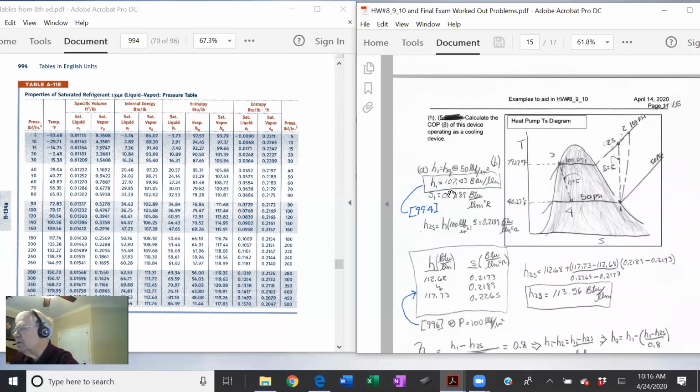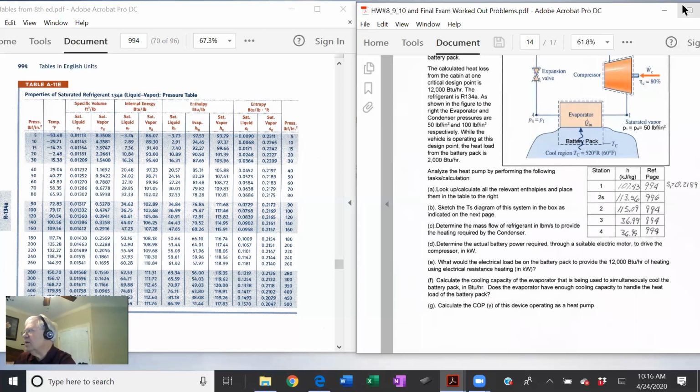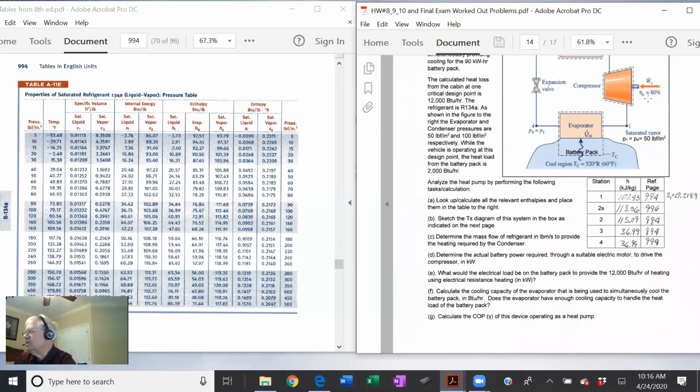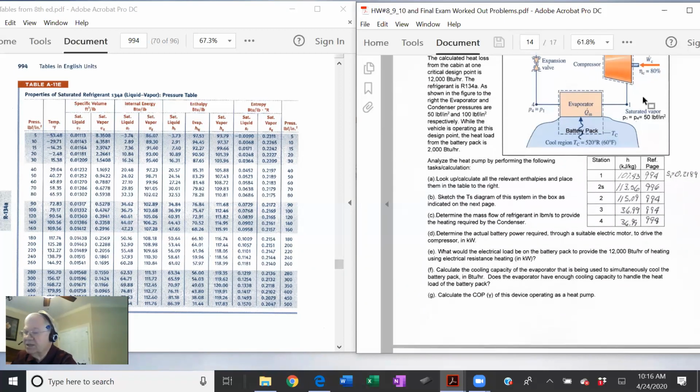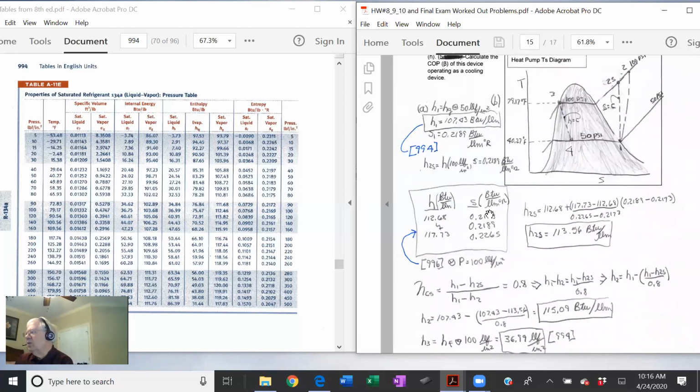So how do we get H2S? Again, if we know H2S, we know our compressor isentropic efficiency is 80%, so we can get H2. H2 is what we need. Well, what do we know about state 2S? We know it's 100 PSI, and we know its entropy is 0.2189. So let's go to our mini table.